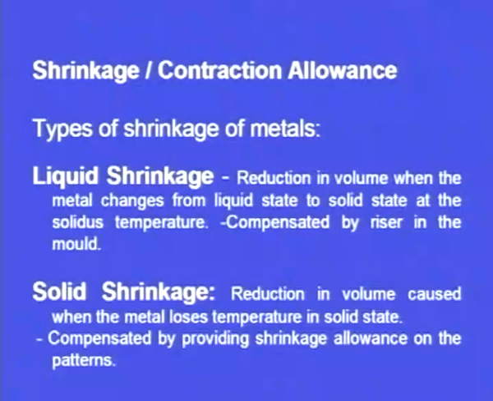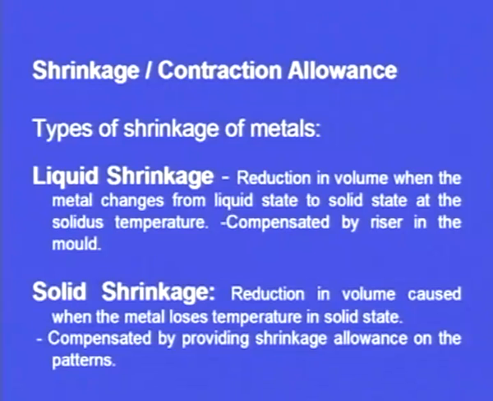There are two types of shrinkage of metals. One is liquid shrinkage, another one is solid shrinkage. During liquid shrinkage, what happens? It undergoes reduction in volume. When the metal goes from the liquid state to the solid state, at that time it undergoes reduction in volume. So, this will be compensated by the riser. The molten metal in the riser is kept in liquid state for more time. So, when the casting is undergoing solidification and shrinkage, the liquid metal in the riser counteracts the effect of liquid shrinkage.